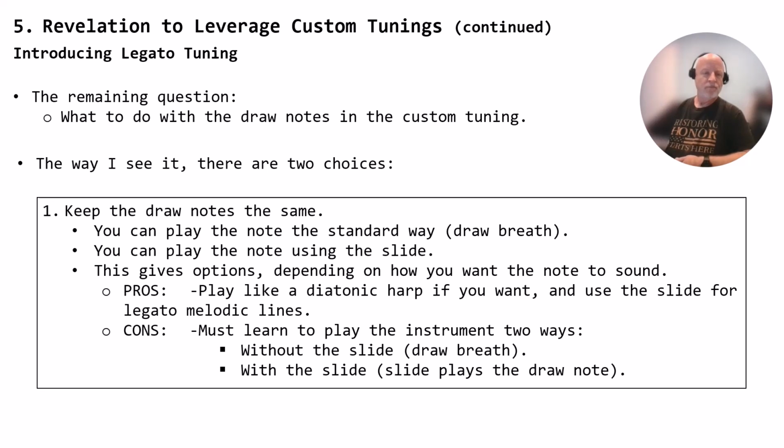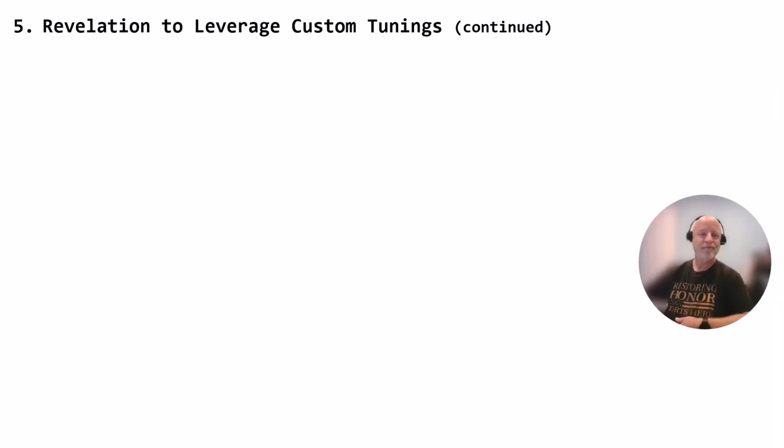The pros of that approach are you can play it just like a diatonic harp if you want, and then just use the slide for legato melodic lines. The cons are that you have to learn to play the instrument two ways: without the slide, using the draws, and then with the slide to play the draw notes, right? I think that's kind of a big ask.